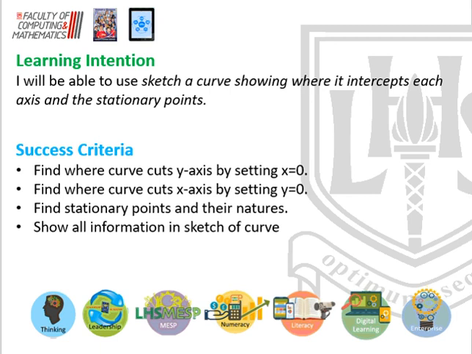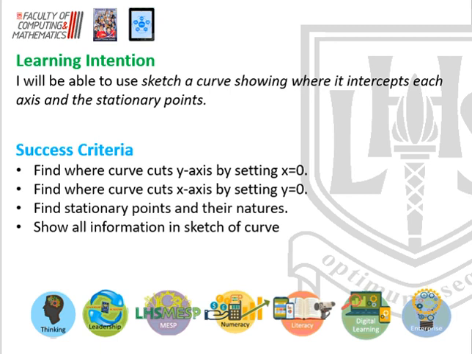Okay, so this learning intention will be able to sketch a curve showing where it intercepts each axis and the stationary points. So there's 4 things we want to be able to do here. Find where the curve cuts the y-axis, and you know that on the y-axis, x is always 0. Be able to find where a curve cuts the x-axis, and you know on the x-axis that y, or f of x, is always 0.